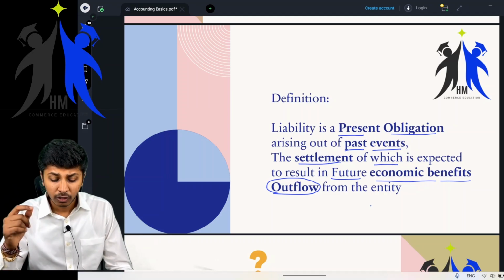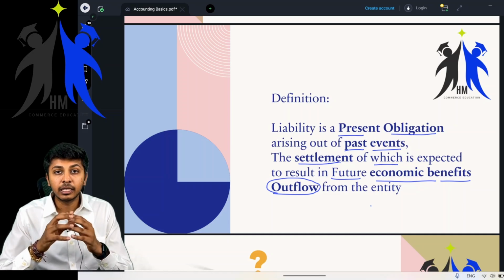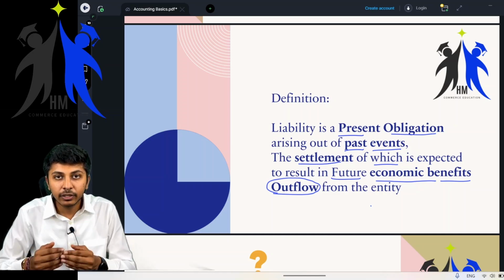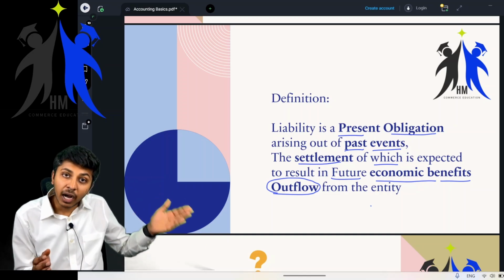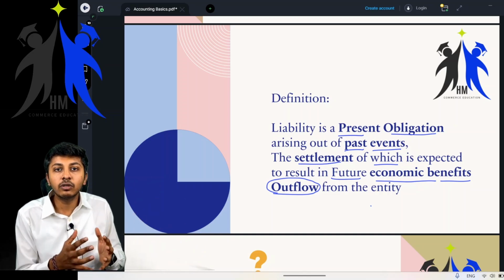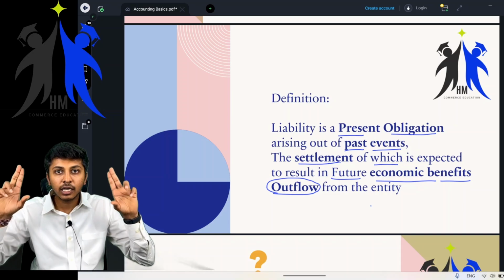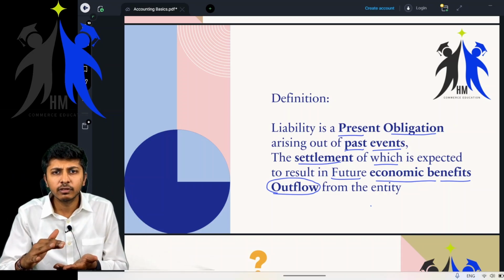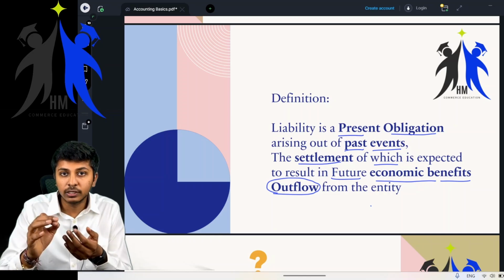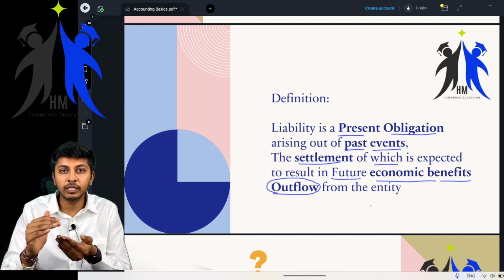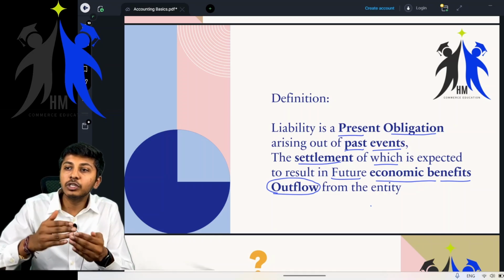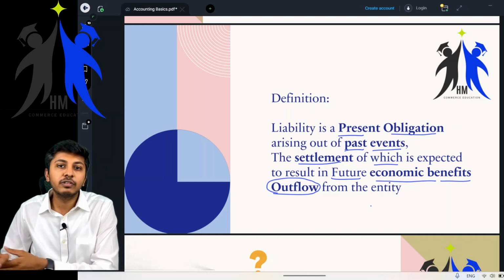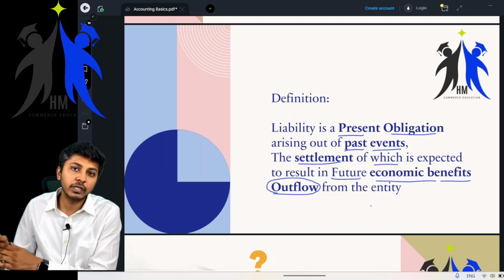Got it? So, liability is not a resource, it's a present obligation. It's a present duty arising out of past events. And this present obligation is a karma. What you need to do with this, you have to settle it, knock it off. How do you do it? If you settle this obligation, some benefits that you have will go out of the entity, outflow from the entity.